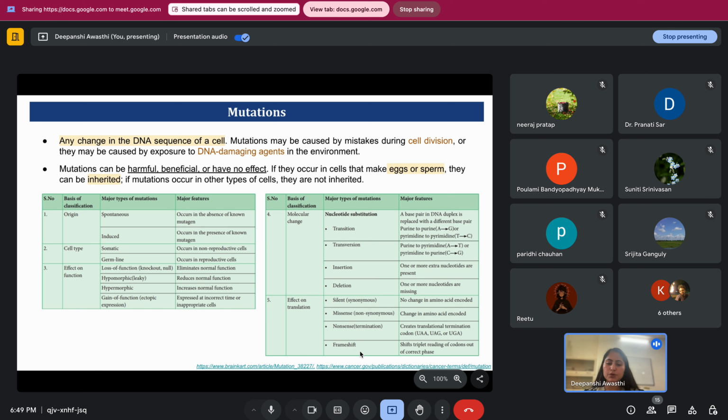Then come frame shift mutations. So frame shifts will shift the reading frame. For example, if some deletion or insertion happens, it will change the reading frame, due to which the amino acid content will also get changed. So these are frame shift mutations. So this is all about the mutations.